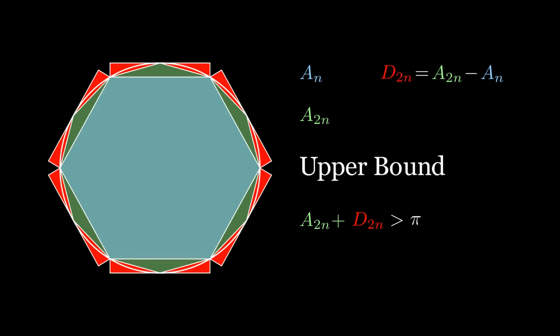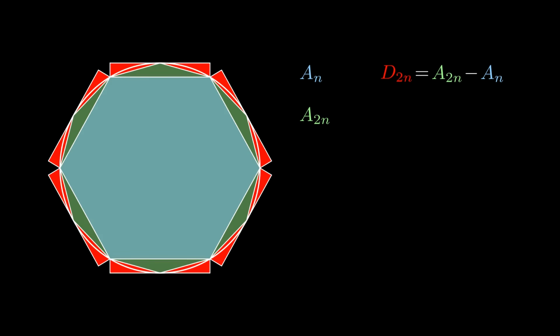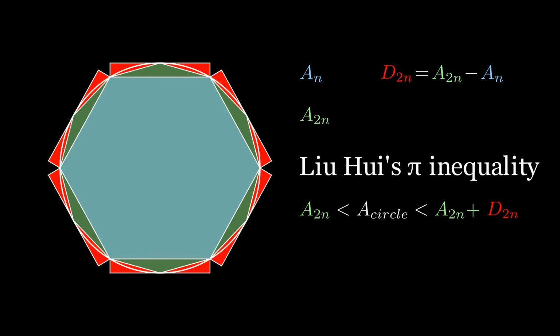Now with our lower bound and upper bound, we have essentially discovered Liu Hui's pi inequality: A of 2n is less than the area of the circle, or A of c, which is less than A of 2n plus D of 2n. And since our circle's radius is 1, we can denote A of c, or the area of the circle, as pi. So A of 2n is less than pi, which is less than A of 2n plus D of 2n.